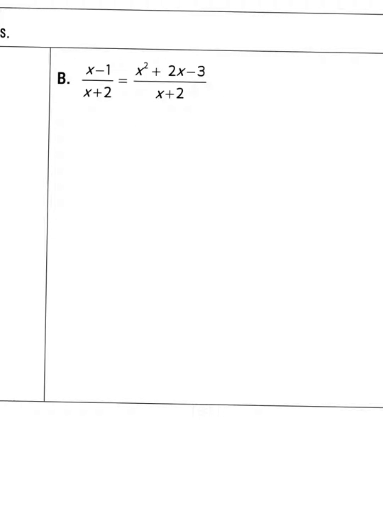Or you could look at it as thinking, okay, the least common denominator is x plus 2 because that's what they both have. And then if you multiply both equations by x plus 2, notice that the x plus 2's cancel anyway. And you are left with x minus 1 is equal to x squared plus 2x minus 3. So you end up setting the numerators equal to each other anyway.